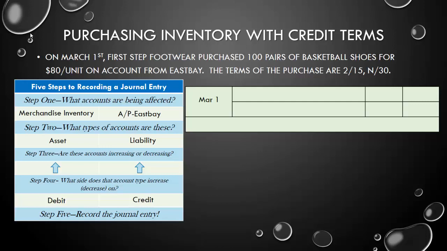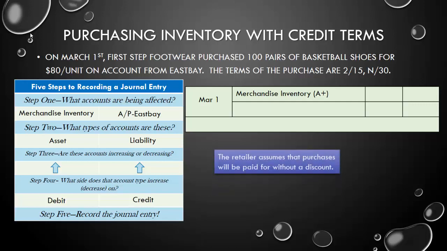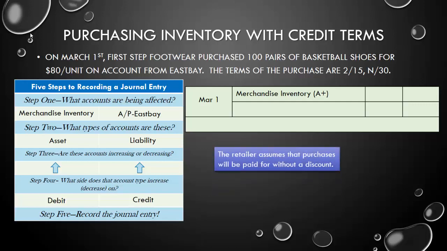So on March 1st, we start by debiting merchandise inventory for how much? We're going to use the conservatism principle, which means we assume that whenever we buy merchandise inventory, it's going to cost us as much as it possibly can. We are buying 100 pairs of shoes, and those shoes are at $80 a unit.